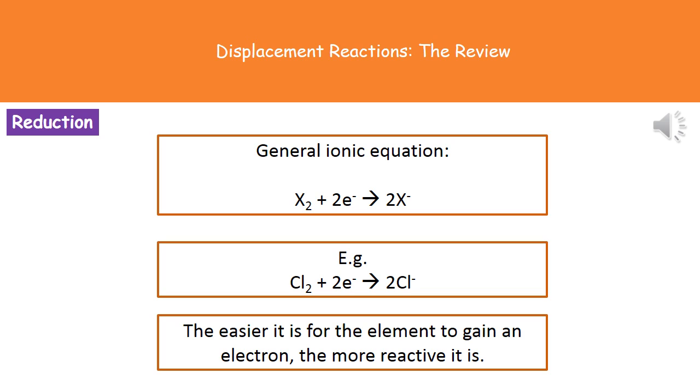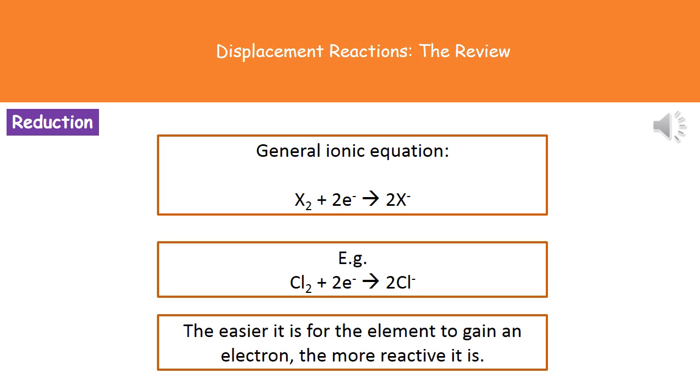To put that into context with actual chemicals this time, if we have a look at chlorine, our chlorine goes around as a pair, so we've got Cl2 plus 2 electrons gives us 2 chloride ions, so 2Cl minus. One thing to remember is that when we're thinking about reactivity, the easier it is for our element to gain an electron, the more reactive it is.